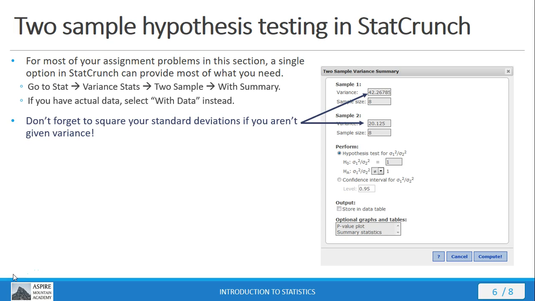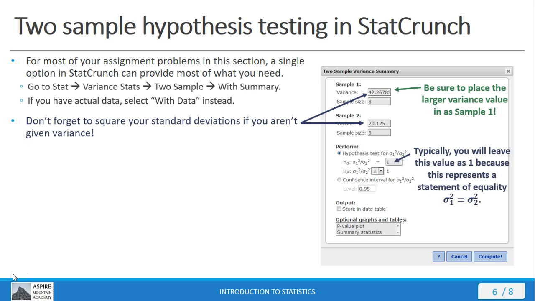You also want to make sure that the larger number goes in the first sample. Okay? If you don't get that right, then you're going to get the wrong F-score. Your F-score will end up being less than 1, and it's going to give you the wrong answer. The F-score is always greater than 1, so make sure you put that larger variance in the first sample.